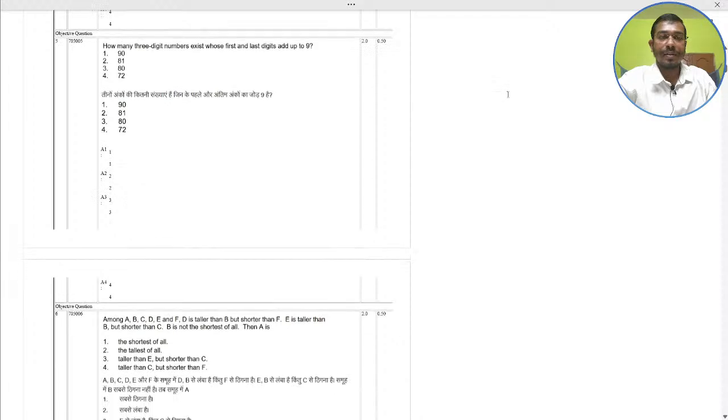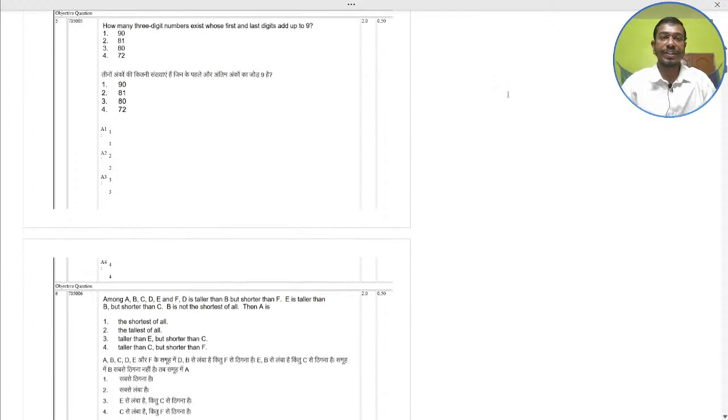How many 3-digit numbers exist whose first and last digit add up to 9? Quickly solve. This is for permutation and combination, class 11 simple mathematics concept. Simply solve.